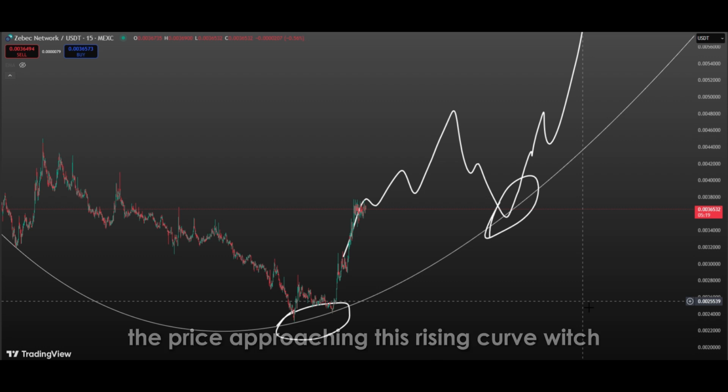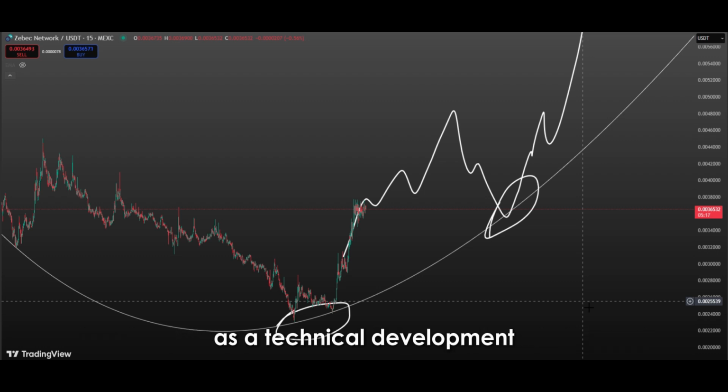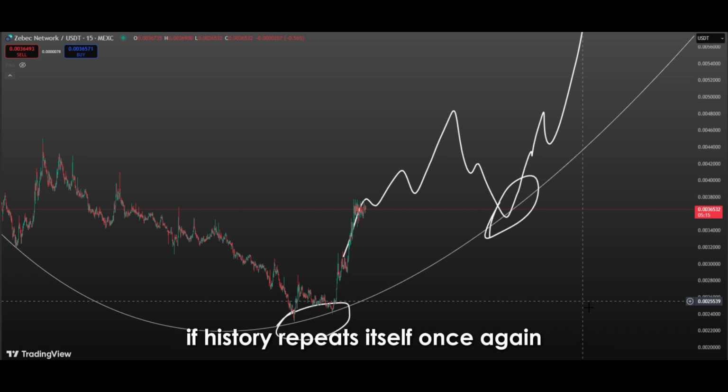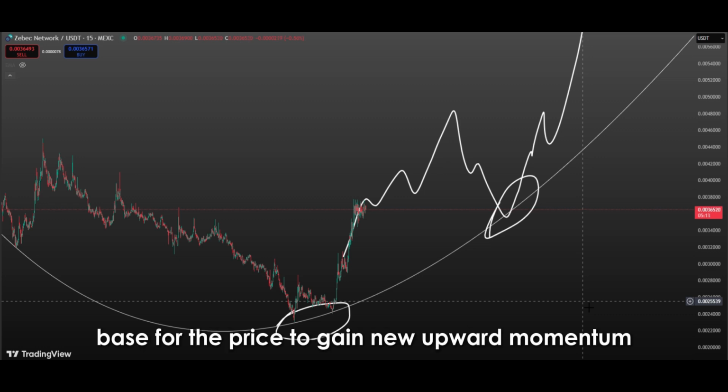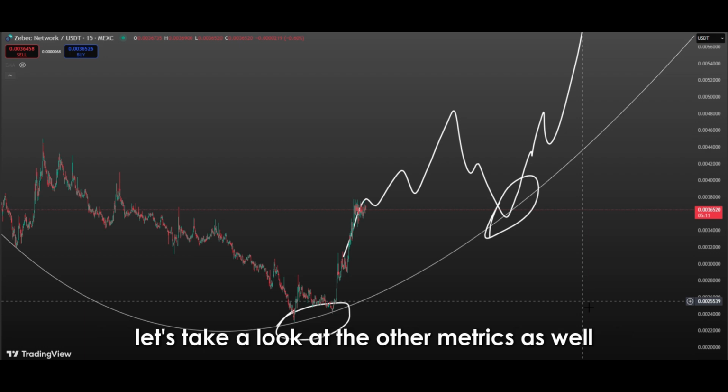In conclusion, the price approaching this rising curve, which has served as a strong support many times in the past, is a technical development that should be closely monitored in the market. If history repeats itself once again, this curve could form a strong base for the price to gain new upward momentum. But we cannot rely solely on the curve. For analysis, let's take a look at the other metrics as well.